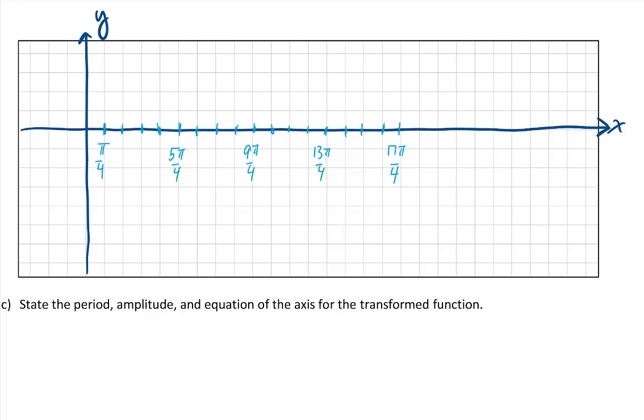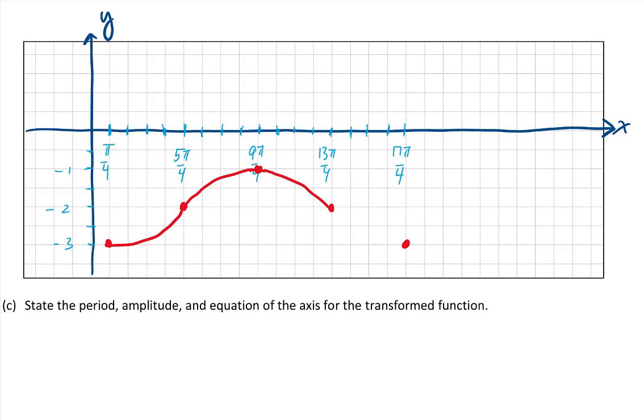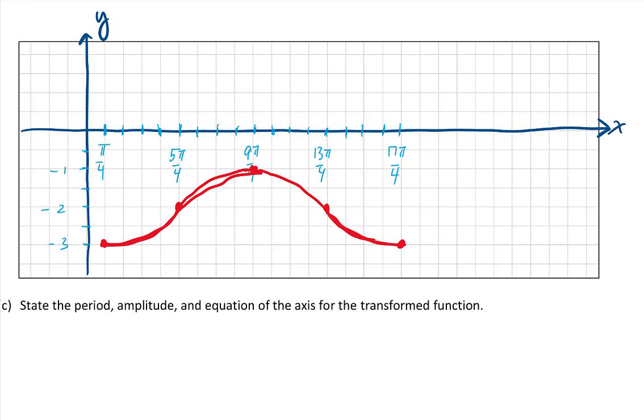Next we need to define our y scale. So I'm going to choose y values. I'm going to count up by halves for the y scale. So this would be negative 1, negative 2, negative 3. Finally, we just plot our points. So we have pi over 4 and negative 3, so that's down here. We have 5 pi over 4 and negative 2, 9 pi over 4 and negative 1, and then we finish plotting the rest of our points. So there is a flipped cosine graph, stretched and translated.